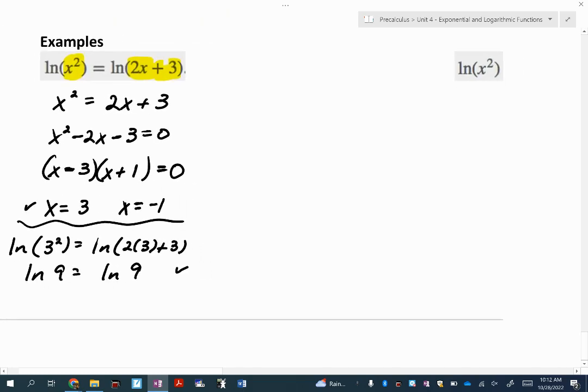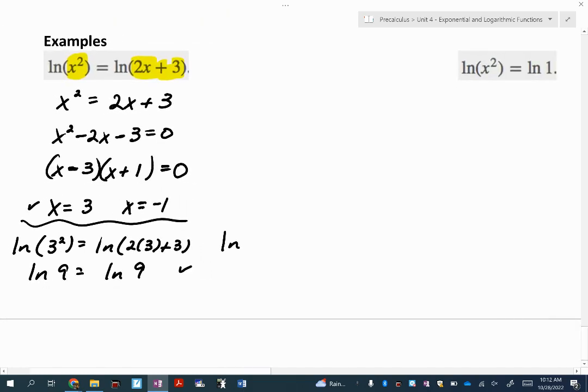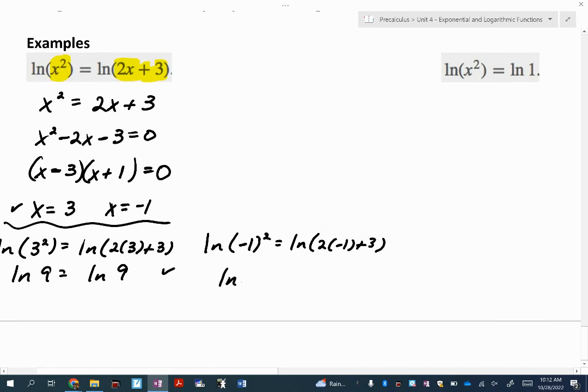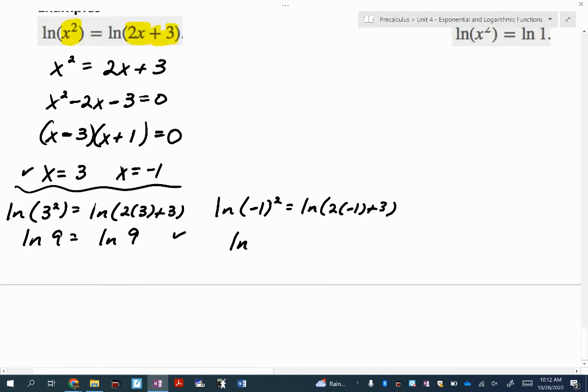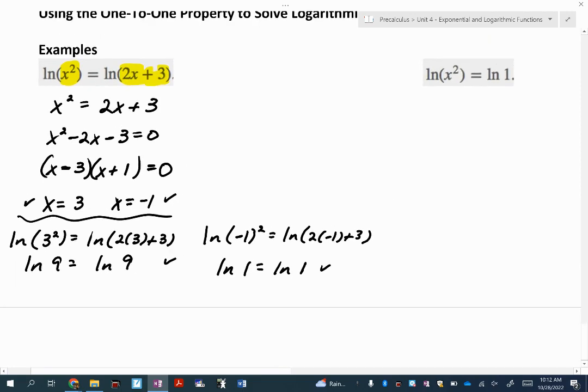Let's try negative 1. The natural log of negative 1 squared equals the natural log of 2 times negative 1 plus 3. Negative 1 squared is going to be 1. And this one is going to be the natural log of 2 times negative 1, which is negative 2, plus 3 is 1. That also works. They both end up working. Don't forget to check them.